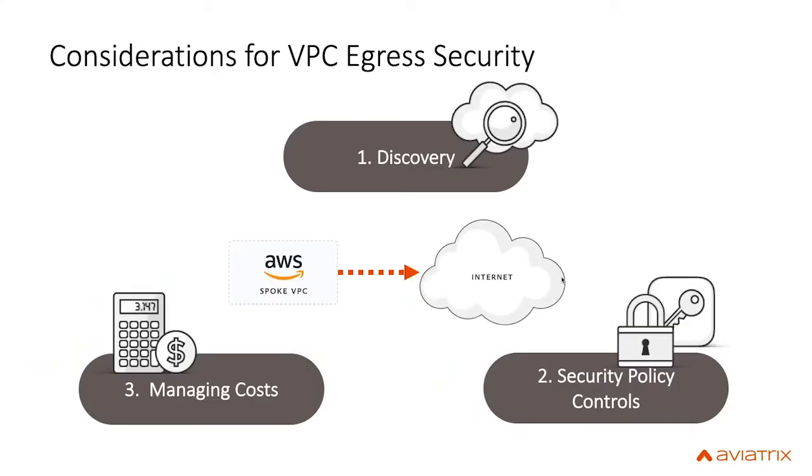So when we look at VPC egress security, there's basically 3 main things that you need to think about. Discovery. When you have developers or people that have access to spin up servers at will, there's no more putting in a request to get a server and pointing it at your proxy box. They can just log into their Amazon console, fire up a machine. How do you know where they're going?